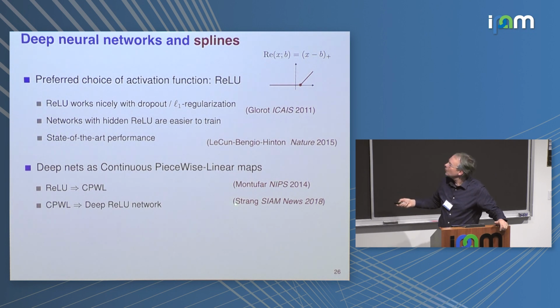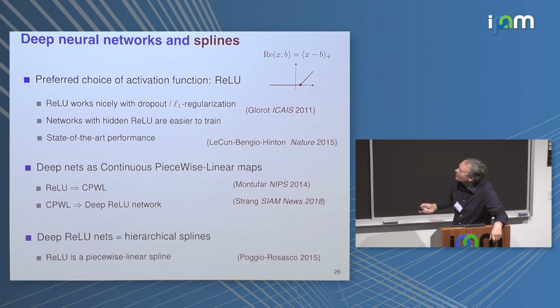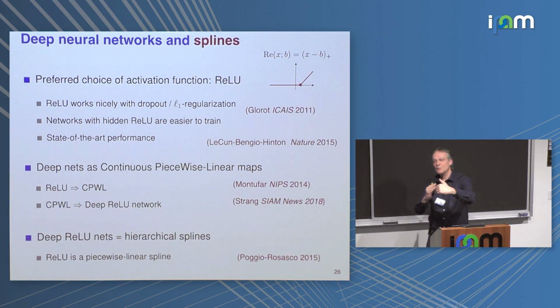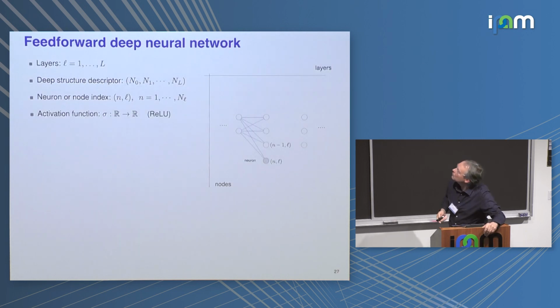There's a very nice paper by Strang in Science News, 2018, where he explains why neural networks are splines. So if you don't believe me, ask Gil Strang. Even ask Ingrid Daubechies, and she agrees. So I have important people saying there's a relation with splines. There are also people like Poggio at MIT. It's because you're putting splines after splines, so it's like hierarchical splines.